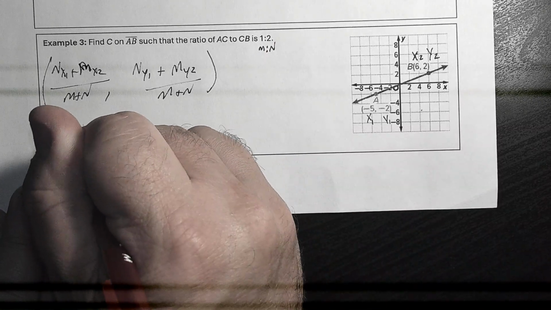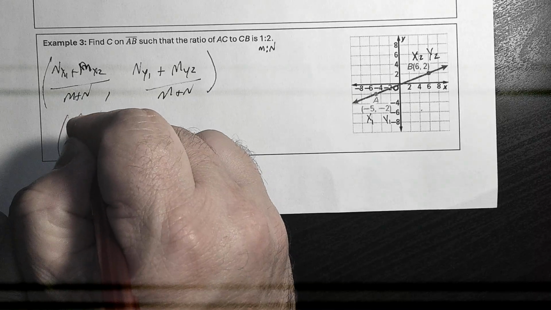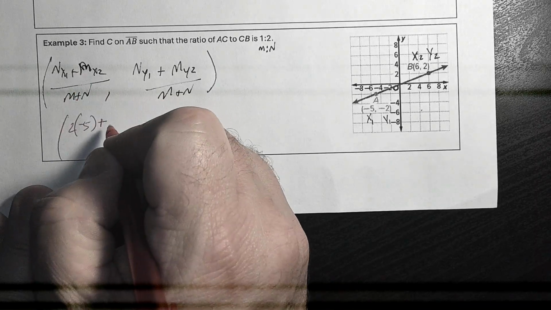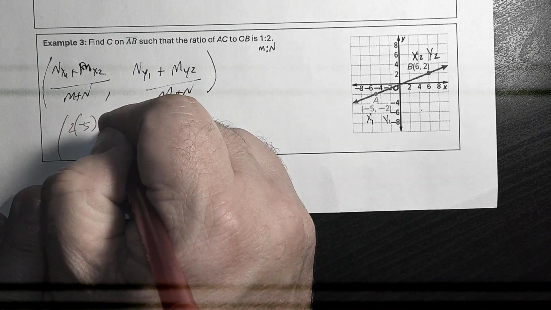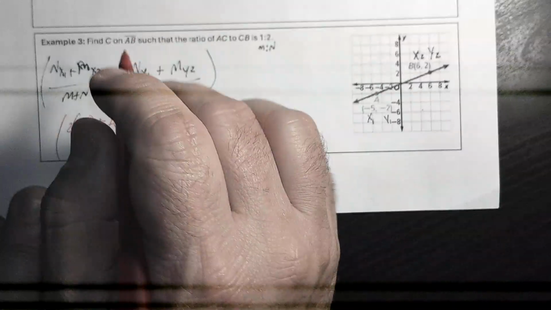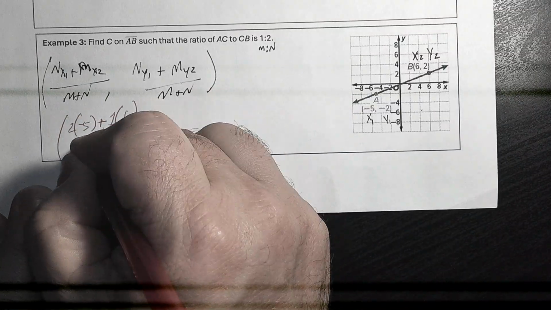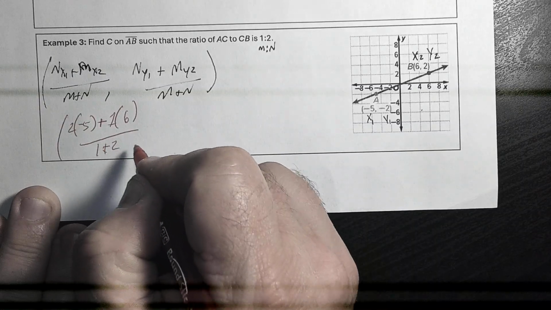we'll go down here. N is 2. X sub 1, negative 5. Plus, so I'm doing plus before I even look. M, 1 times X sub 2, 6. Again, I'm trying not to rock the boat, folks. I apologize. M plus N is 1 plus 2, comma.